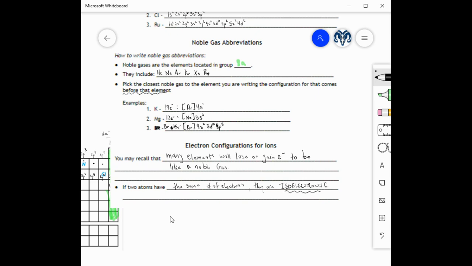Okay, isoelectronic. So remember, atoms will always have different numbers of protons. The electrons can change. So if you have two different atoms with the same number of electrons, they're not going to be the same element. They're different elements, different atoms, but the electrons have changed. So if there's two different atoms that have the same number of electrons, then one of those has gained or lost electrons to become like the other one.